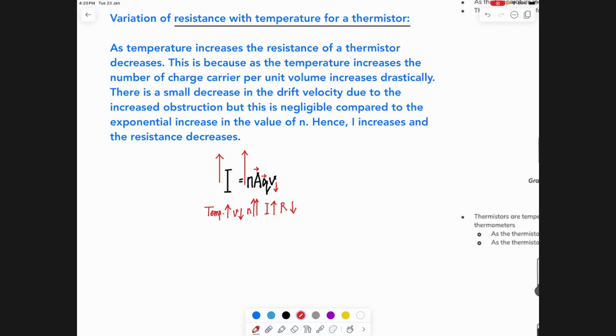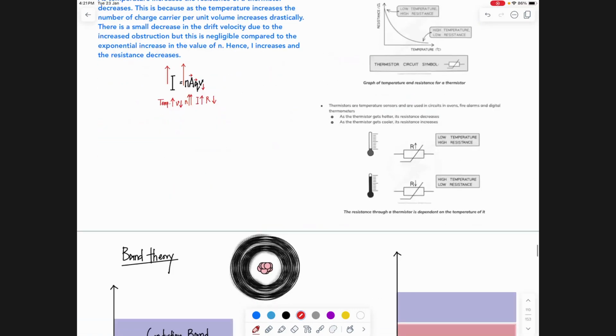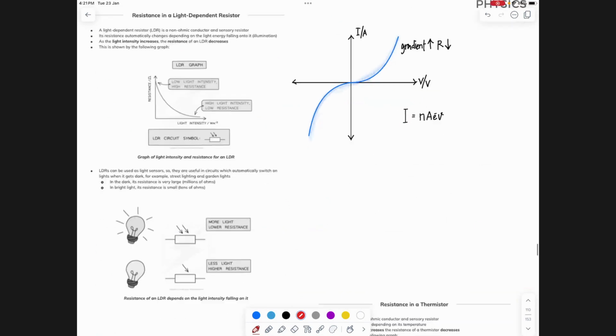As temperature increases, the resistance of the thermistor decreases. This is because as temperature increases, the number of charge carriers per unit volume increases drastically. Students sometimes say the number of charge carriers increases, which is not wrong, but n is not the charge carriers, n is what? Density, right? I've seen in the mark scheme that they say charge carriers per unit volume has to increase, so you have to mention that. Drastically. There's a small decrease in drift velocity because of the obstruction, but that's negligible compared to the exponential increase in n. Hence I increases and R decreases. Is that clear?